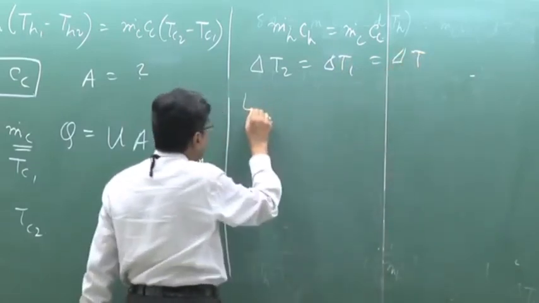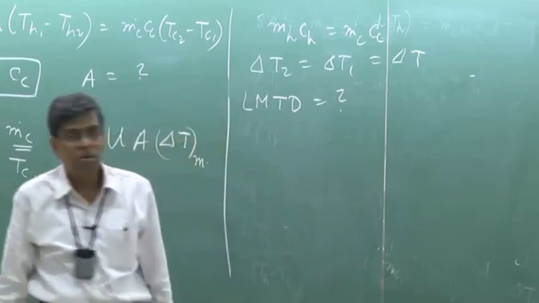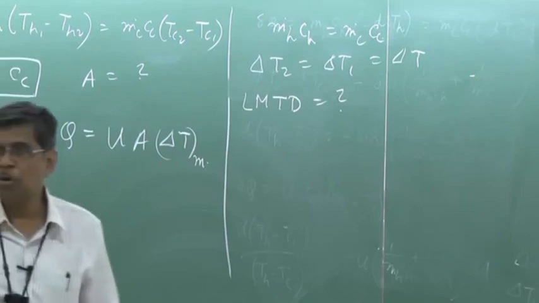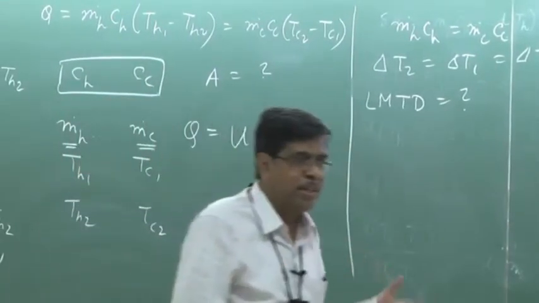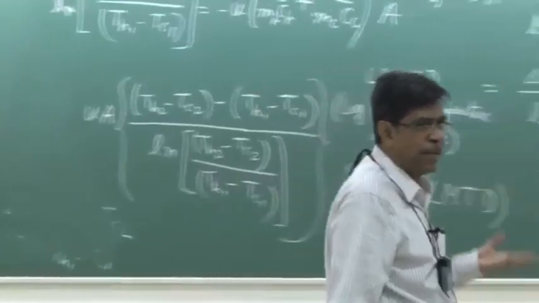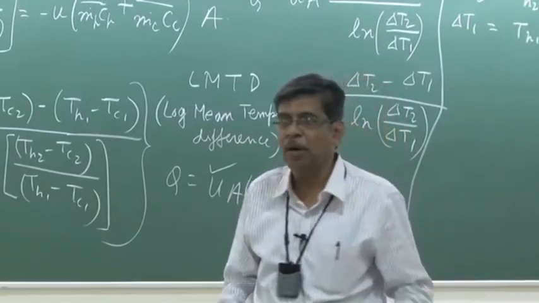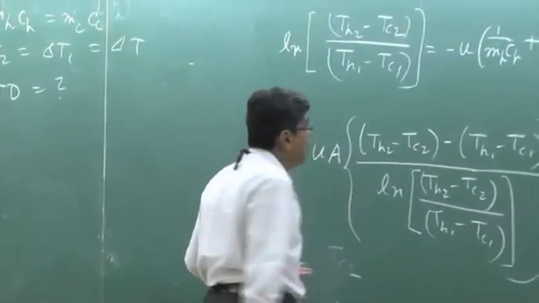So what is LMTD? Anybody? Who told delta T? How? It is 0 by 0 form. So you can use L'Hospital's theorem, taking the limit. In many ways you can prove that it will be delta T1 or delta T2 or delta T. Very simple to prove these things. That is also left to you.